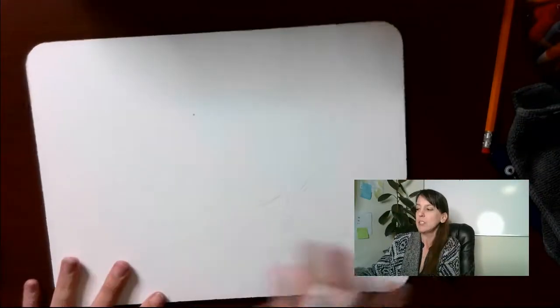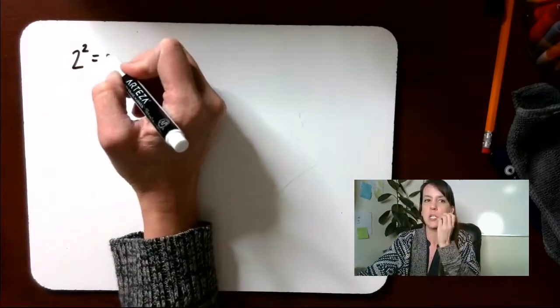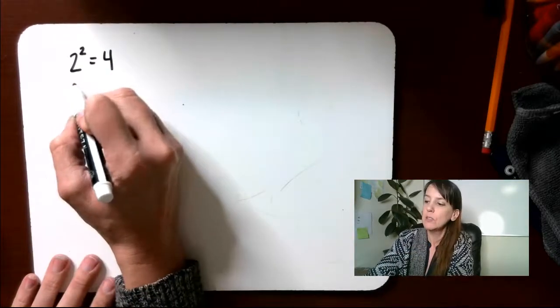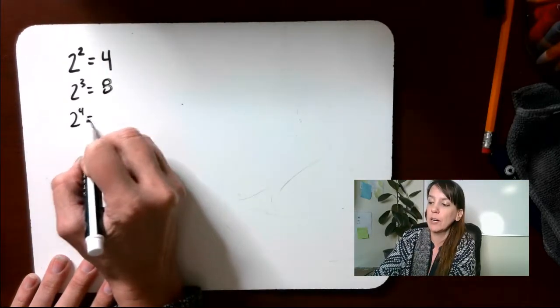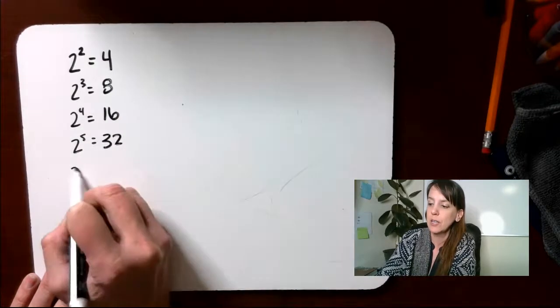Now, if you have not already done this, I think it's a really good idea to have a flag in your notes, because of course you're taking notes while you do this. You're going to write down your base twos. 2 to the 2nd power is 4. 2 to the 3rd is 8. 2 to the 4th is 16. See how they start to double? So this is 32, 2 to the 6th.